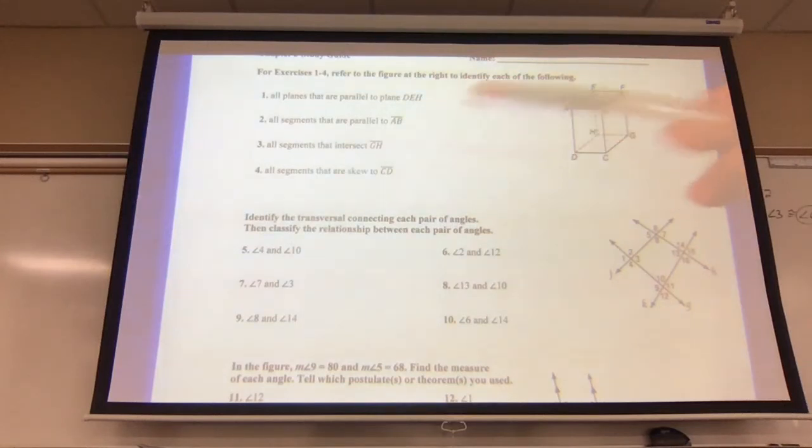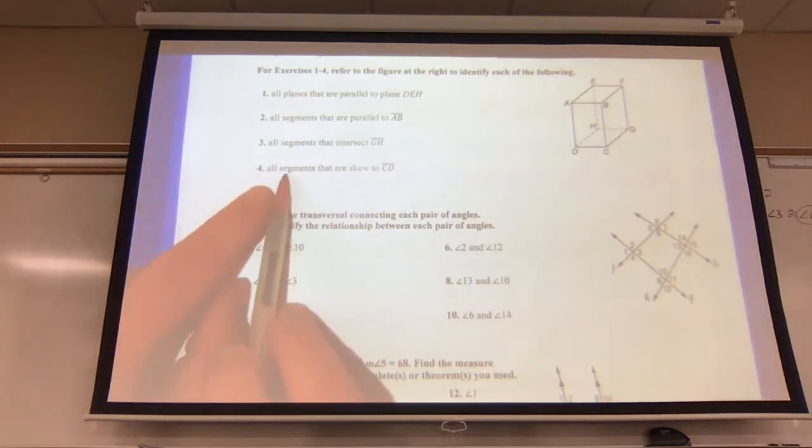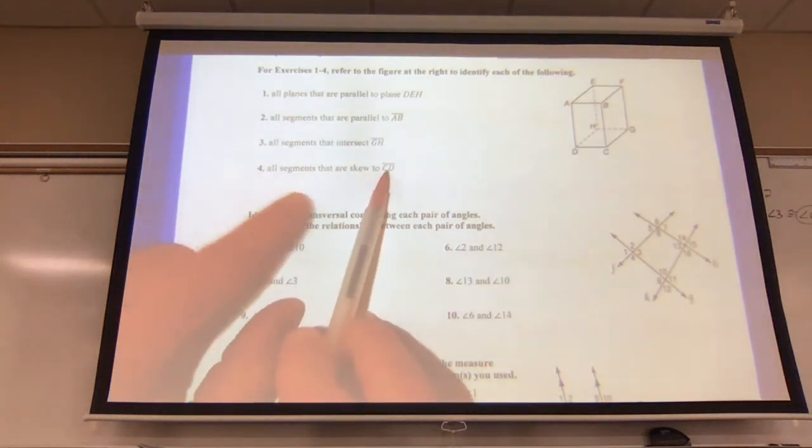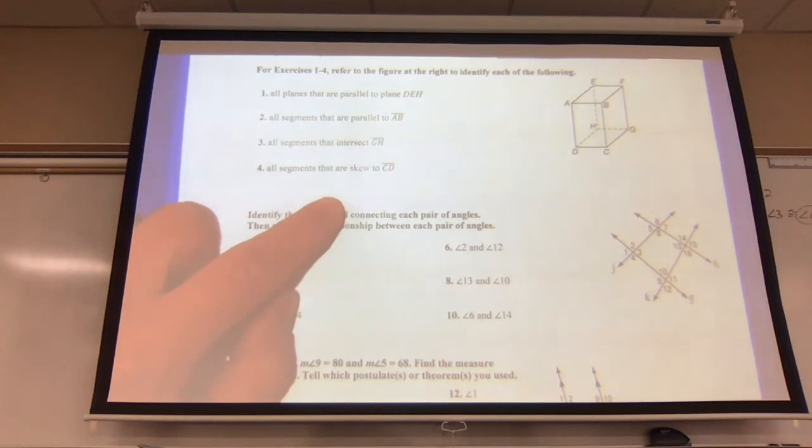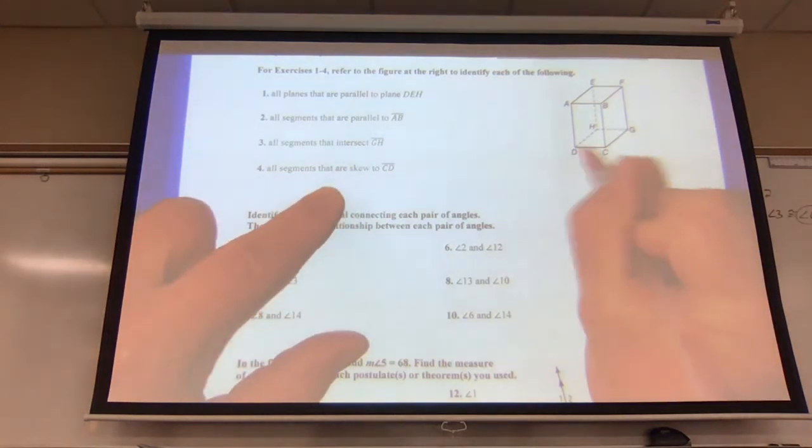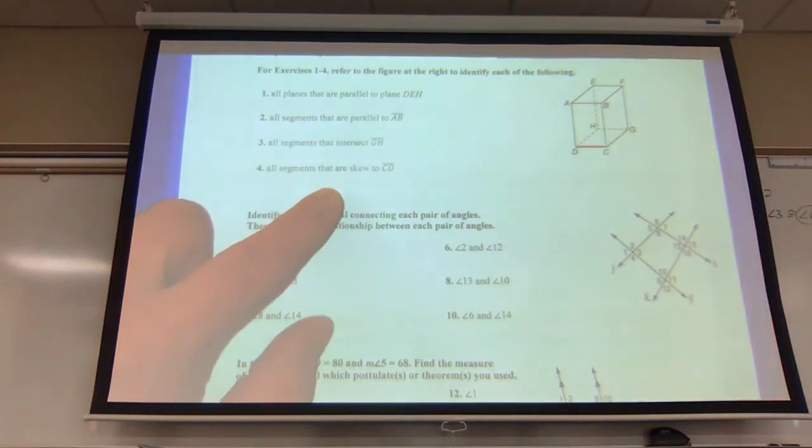Skew. Which one is skew? 4? All right, number 4. They want all the segments that are skew to CD. Skew means they're going to be on different planes and not intersect with CD. CD is down here on the bottom. So we have to be on a different plane and not intersect with that.